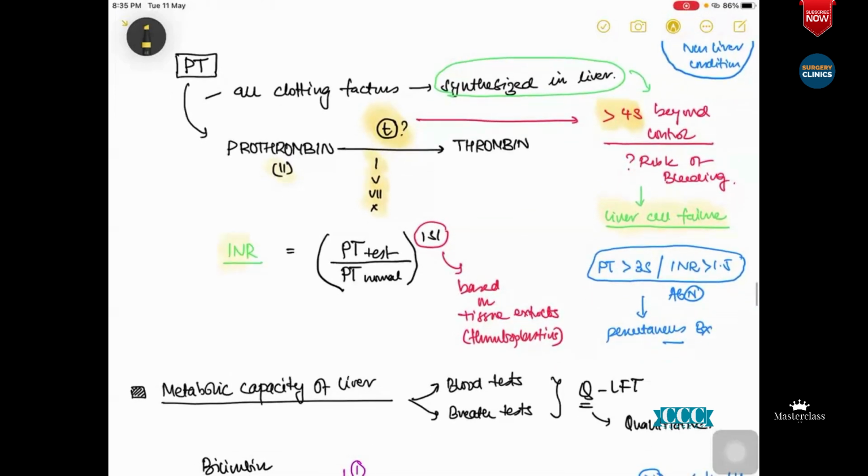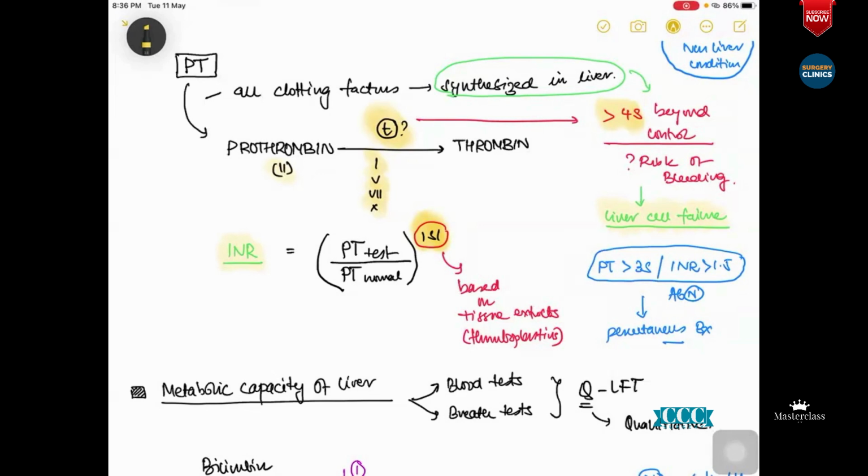Now, prothrombin time might be a crude estimate. The estimate that we are given these days is something called INR, the International Normalized Ratio. Now, what does it mean? There's a test, PT/INR is what you get, and the normal. The ratio of that is powered to something called ISI, the International Sensitivity Index. Now, this is a constant. This will be based on your tissue extracts or your standardization from various thromboplastins.